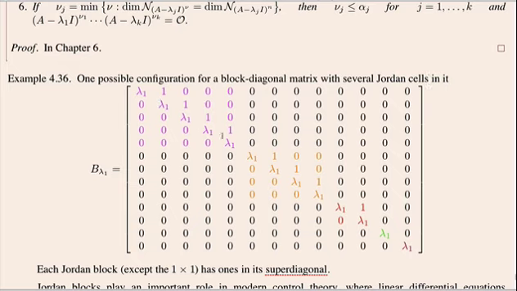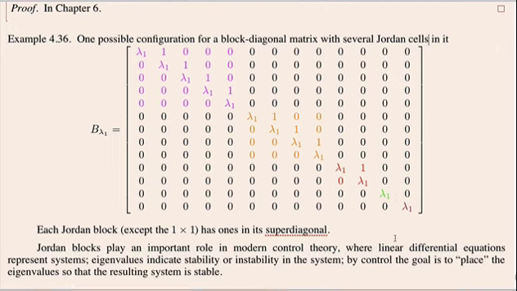So this is a 5 by 5, this is a 4 by 4, this is a 2 by 2. Each has ones in the super diagonal. And then the 1 by 1s, of course, there is no place for a super diagonal, so you don't see ones there because these are 1 by 1 blocks.